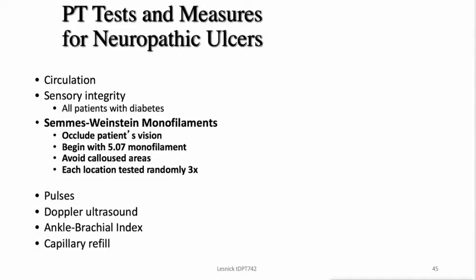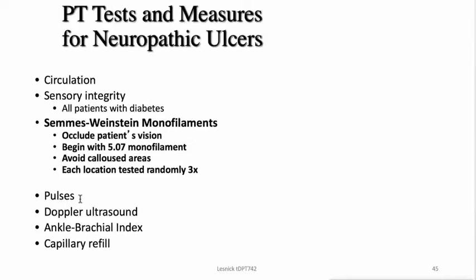What you want to do is occlude the patient's vision, so have them close their eyes. The 5.07 monofilament equates to 10 grams of pressure that we talked about. You want to avoid the calloused areas and test each location randomly 3 times. The great thing about these monofilaments is that they usually have a guide to where you should test.